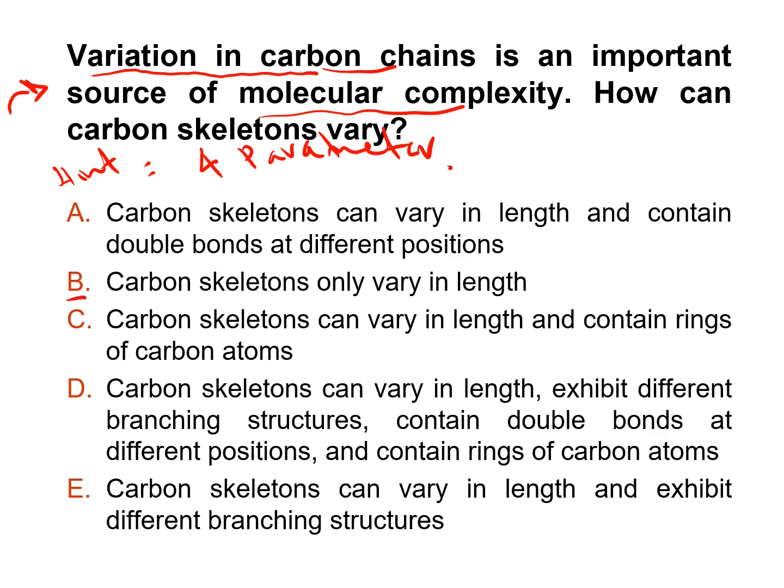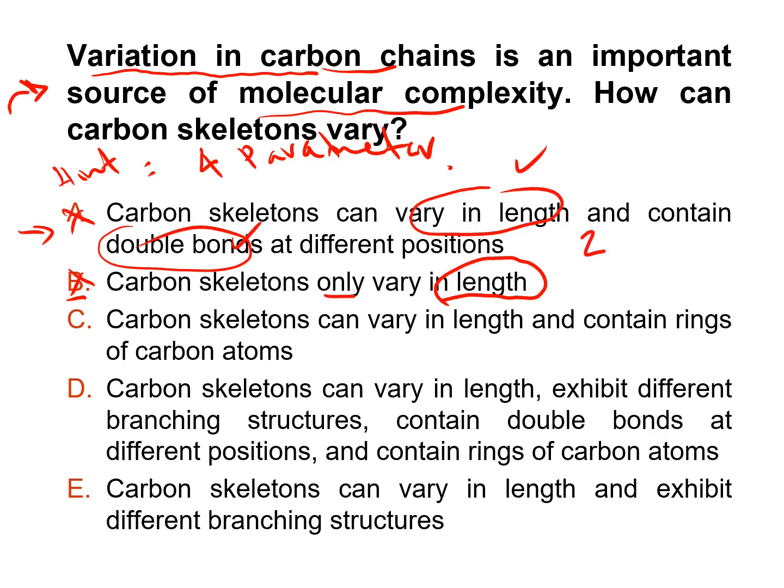Definitely, length is one of them. However, only length is not enough, so this one is wrong. Here, in A, they talk about length. Definitely, this is correct. However, double bonds and the position of them is correct, but here there are only two of the four. So A and B are not correct. Here they give you the third one, the rings that form cycles. So this is correct, but they only have two.